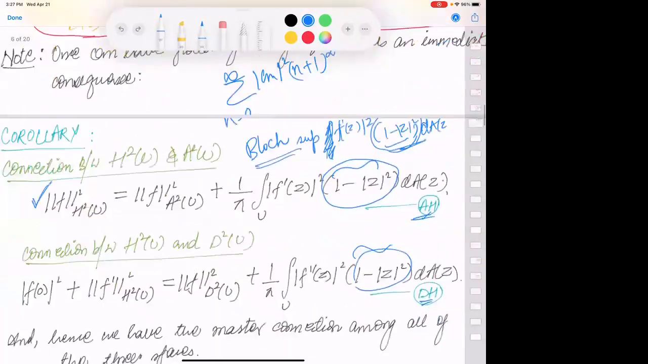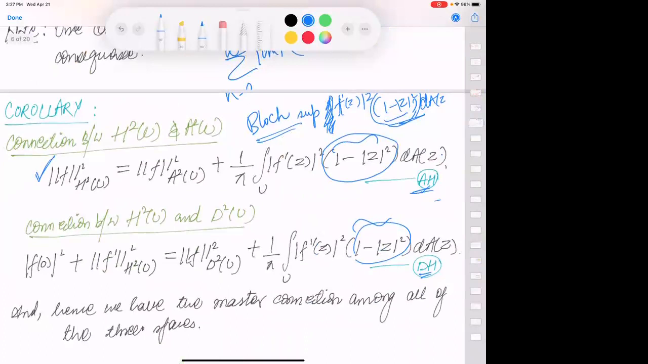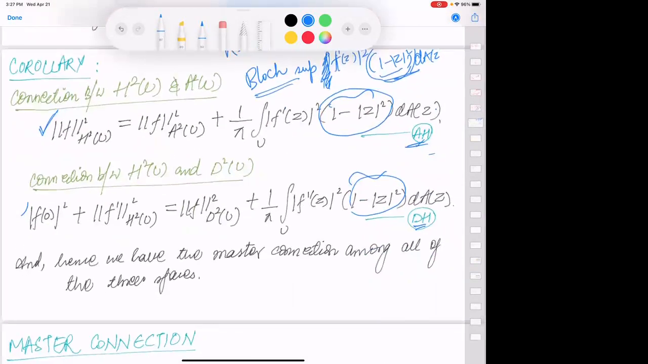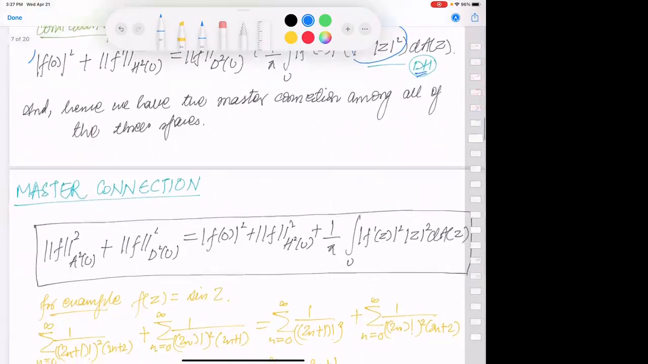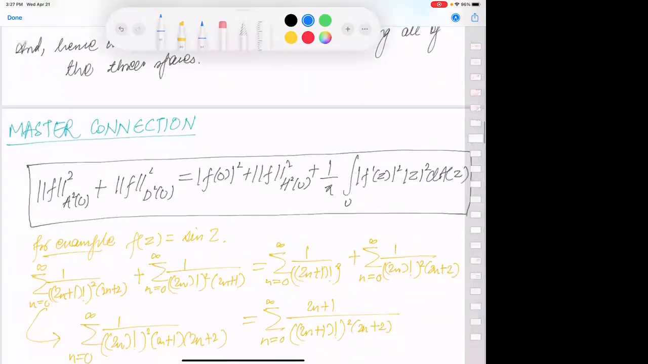Okay. So this AH equality gives you the connection between Hardy and Bergman, and this DH equality gives you the connection between Hardy and Dirichlet. So as of now, we can see the connection between Bergman and Dirichlet, and between Dirichlet and Hardy. So now my question was, is it possible to connect all three spaces in a single equation? The answer is yes, and that equality I'm calling the master connection.